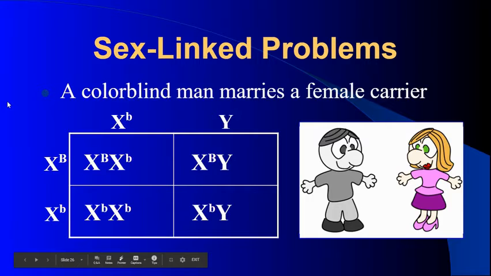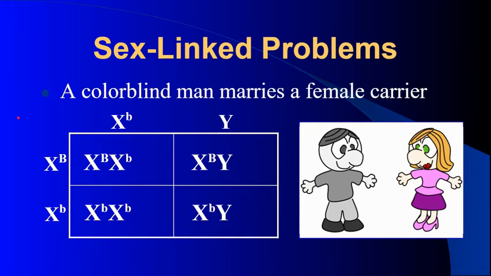So here's a Punnett square that shows that. Our colorblind male is at the top of this Punnett square, X little b, and Y. Remember, we don't write anything on the Y chromosome. The female's a carrier. And remember, carrier is another word for hybrid or heterozygous. So her genotype would be X big B, X little b.